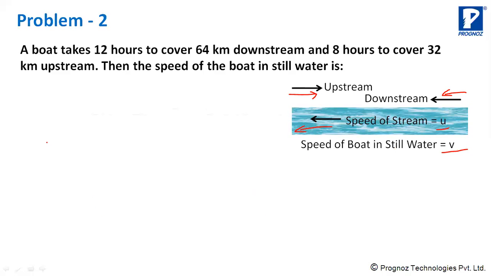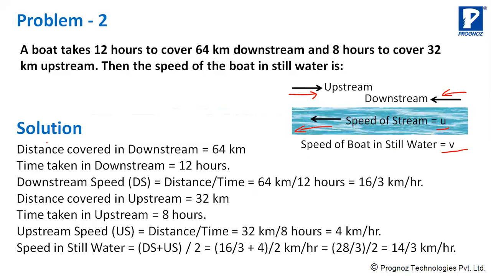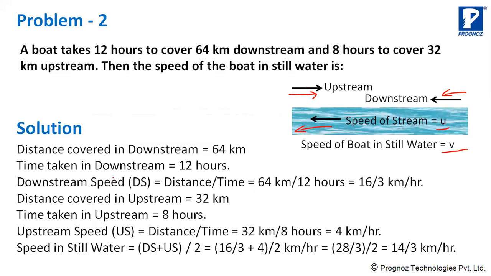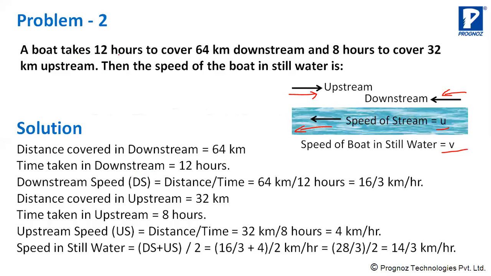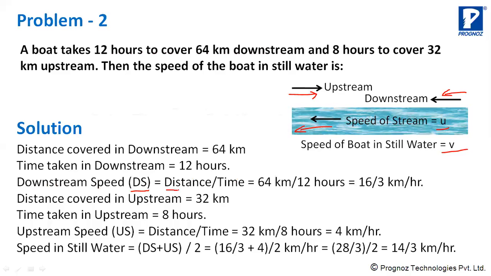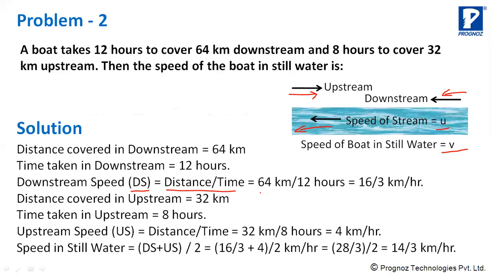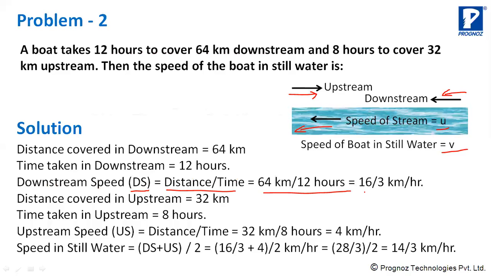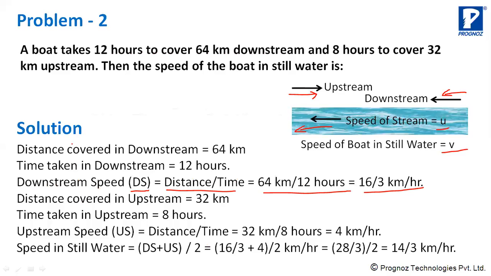With this, let's go ahead and see how we solve this problem. Distance covered downstream is 64 kilometers. It is given here, and time taken in downstream condition is 12 hours. The boat takes 12 hours to cover 64 kilometers downstream. So what is my downstream speed? Speed is equal to distance upon time. This is the same formula being used. It's 64 kilometers by 12 hours, which is equal to 16 by 3 kilometers per hour. Now 16 by 3 kilometers per hour is my downstream speed.